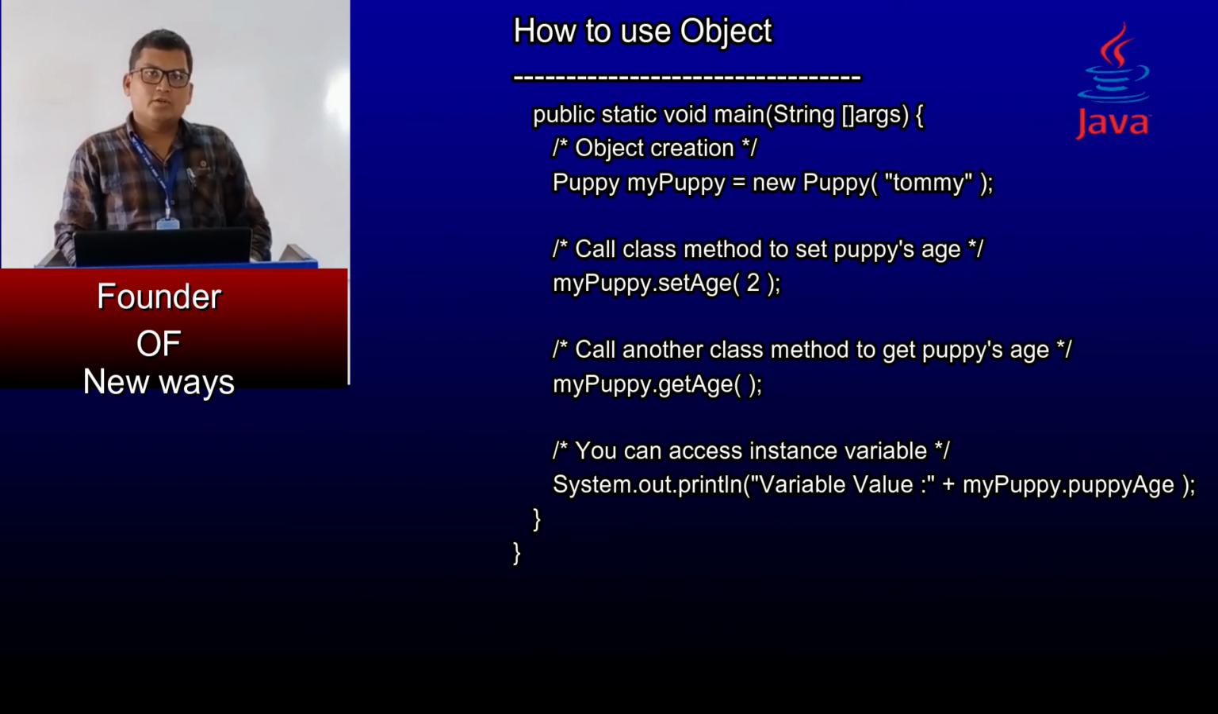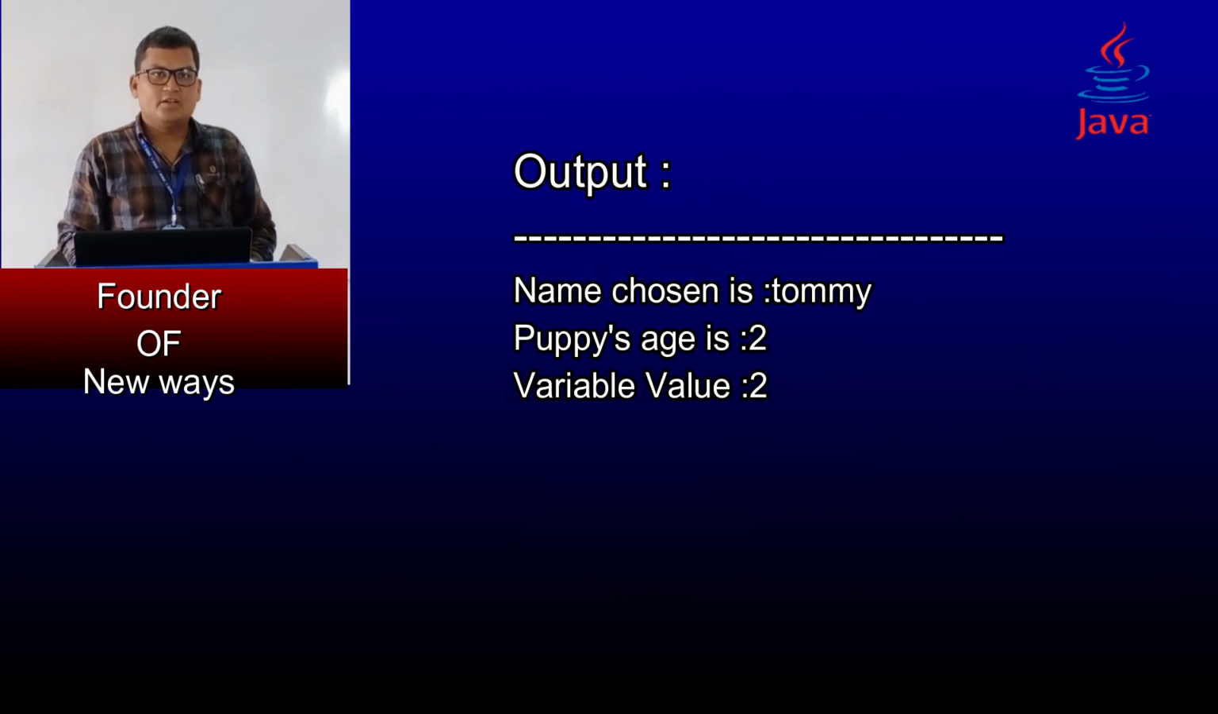Okay, you can access instance variables as follows as well. If we compile and run the above program, then it will produce the following result. You can see here the output. Name chosen is Tommy and puppy age is 2, variable value is 2. Okay, that's all in this chapter, objects and classes.